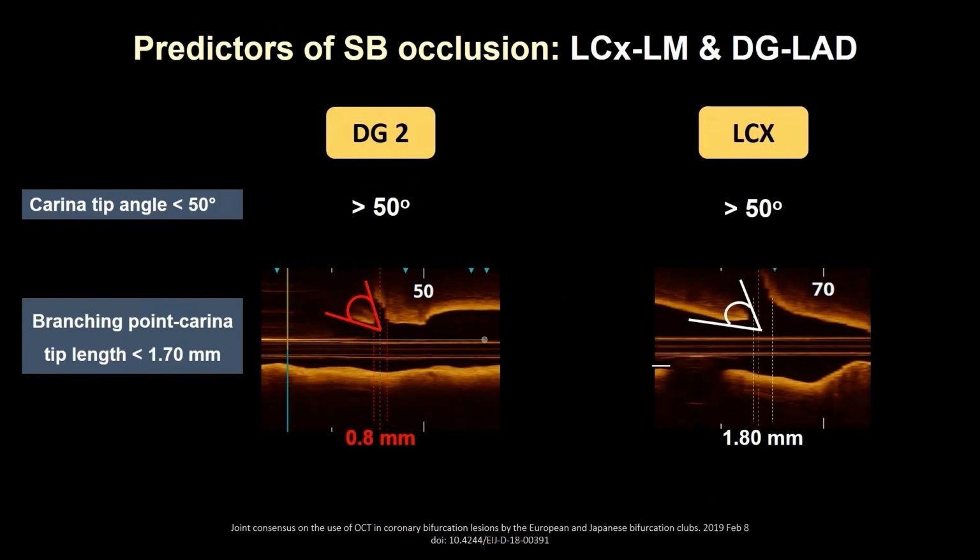Moreover, OCT can help predict the risk of side branch occlusion after main vessel stenting. Any side branch with a branching point carina plane less than 1.7 mm and carina angle less than 50 degrees is prone to side branch complications. Based on these characteristics, we identify that the second diagonal branch has a high risk of occlusion.